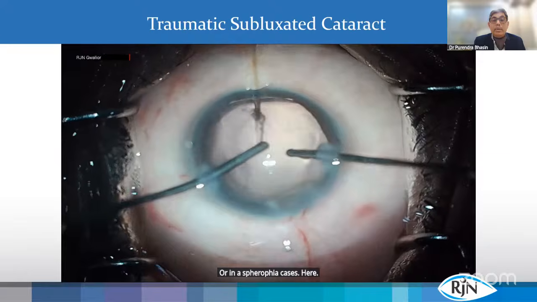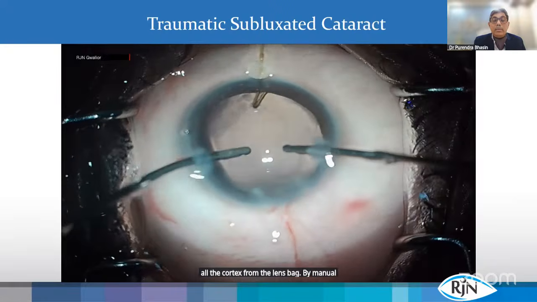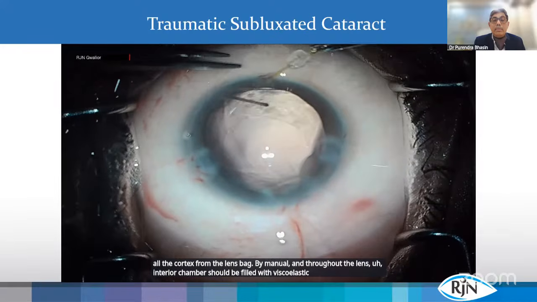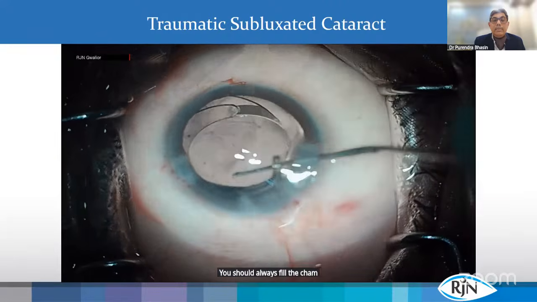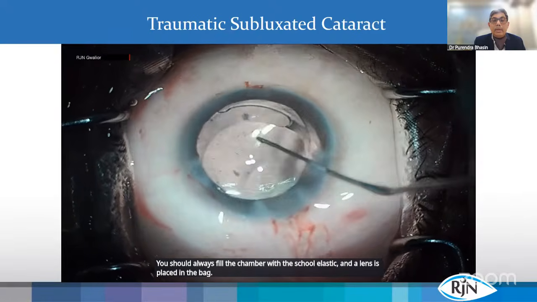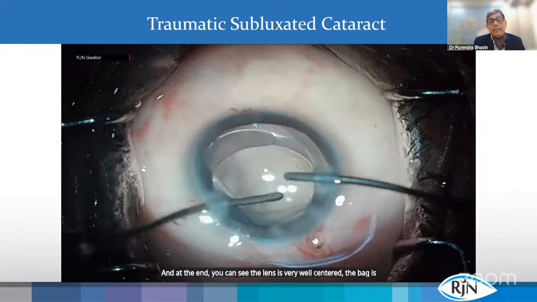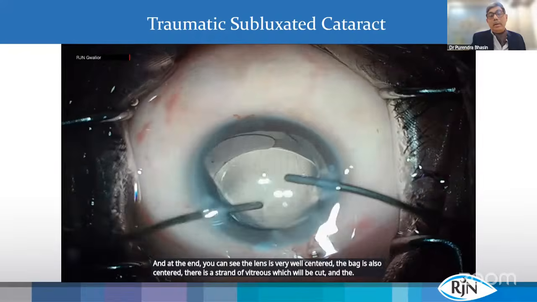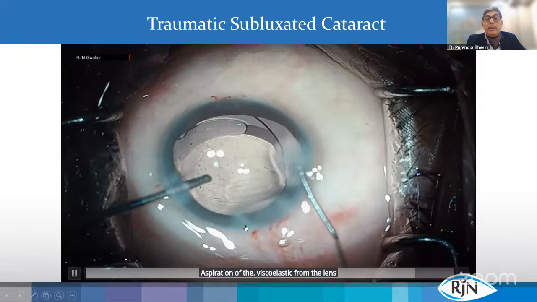Here you have removed all the cortex from the lens bag manually, and throughout, the anterior chamber should be filled with viscoelastic. Before removing the irrigation handpiece, you should always fill the chamber with viscoelastic, and a lens is placed in the bag. At the end, you can see the lens is very well centered. The bag is also centered. There is a strand of vitreous which will be cut, and aspiration of the viscoelastic from the anterior chamber is also done.